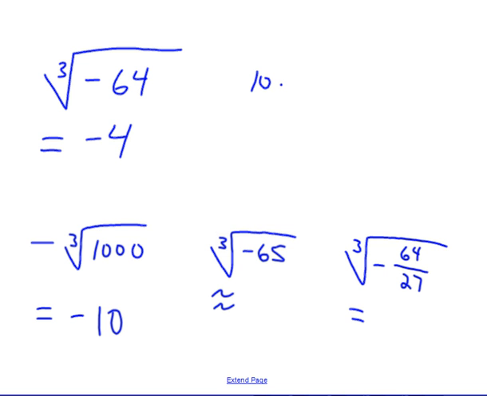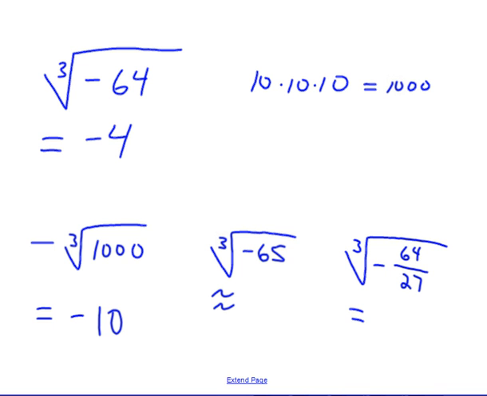10 times 10 times 10. That's 10 by itself 3 times. That equals 1,000. So therefore, that makes 10 the cube root of 1,000. But then we have this negative on the outside, and we'll just multiply that. You can think of that as a subtraction of the cube root of 1,000, or you can think of it as negative 1 times.